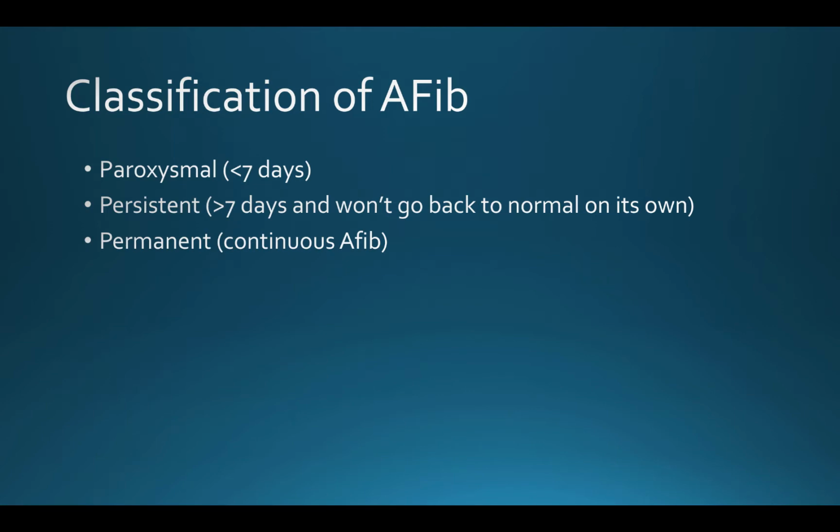There are different classifications of atrial fibrillation. Paroxysmal, that's less than 7 days in length, so this is an atrial fibrillation that basically goes away. Persistent, greater than 7 days, won't go back to normal on its own. And then permanent or continuous atrial fibrillation, which oftentimes are the majority of our patients who are on chronic anticoagulation or chronic medication therapy for rate or rhythm control.